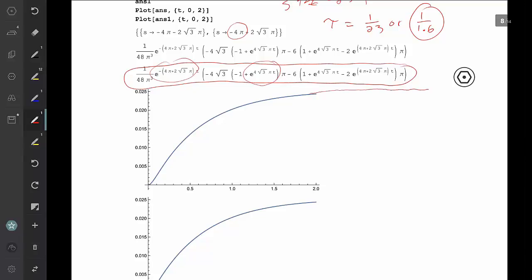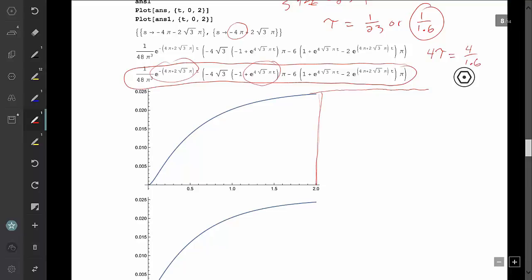Okay, so at what time does it get to the steady state? Well, that would be 4 time constants. 4 time constants is about 4 over 1.6, and so what is that? Somewhere between 2 and, I don't know, somewhere around over here maybe, I guess. So right over here is probably about where the steady state occurs. So this would be the steady state.